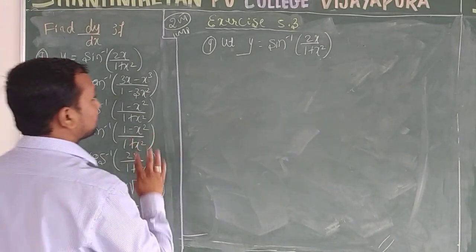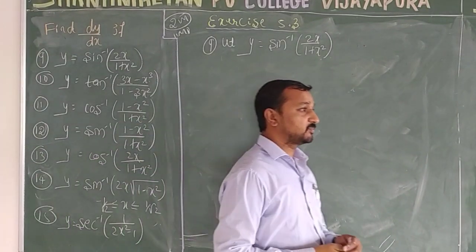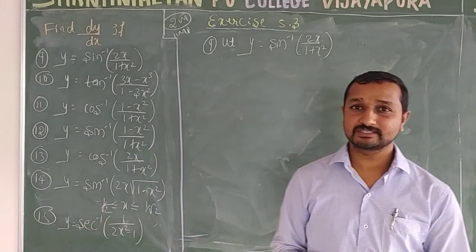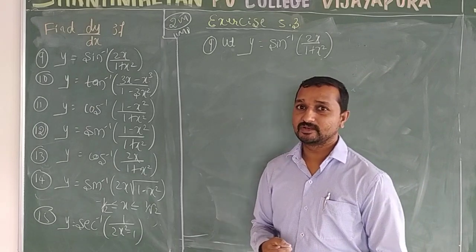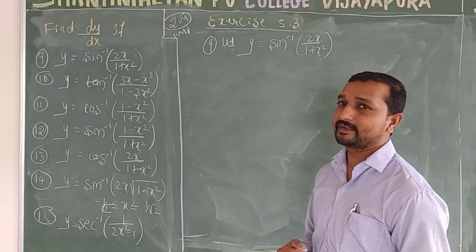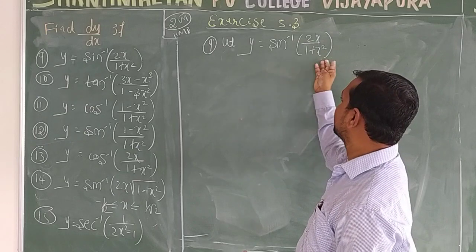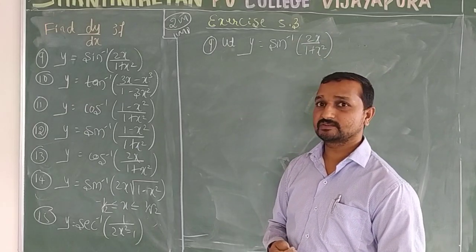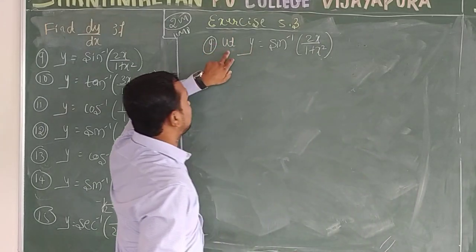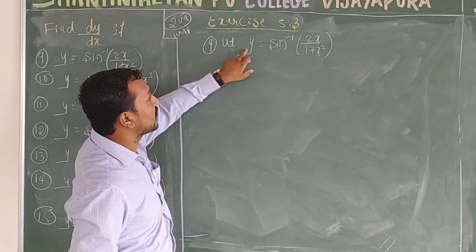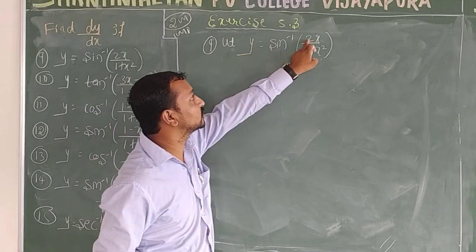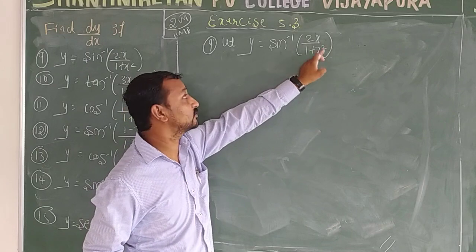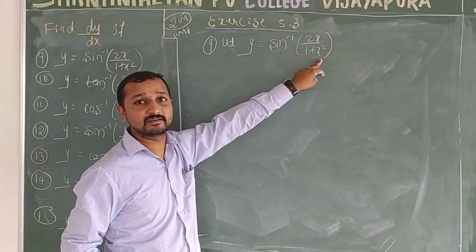Students, these examples are very easy. But we need to know some standard trigonometric formulas you studied in first PUC. So already we know some of the standard formulas, and depending upon those formulas, we can solve these inverse trigonometric function examples. Okay, so here for example 9, y is equal to sin inverse of 2x divided by 1 plus x square.